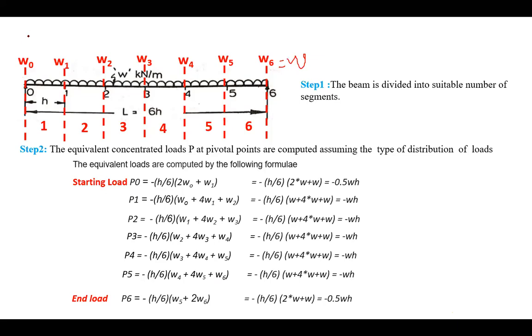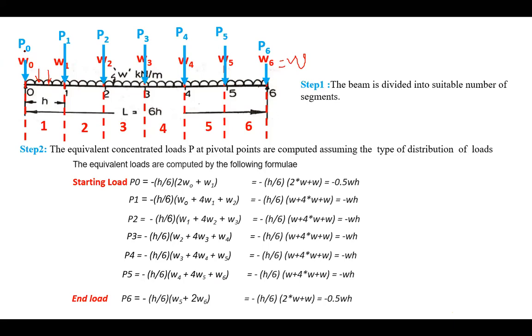Therefore P0, P1 and so on we need to calculate. Because this UDL will be replaced by point loads. Since the UDL is acting downwards, we need to replace this UDL by downward joint equivalent loads.